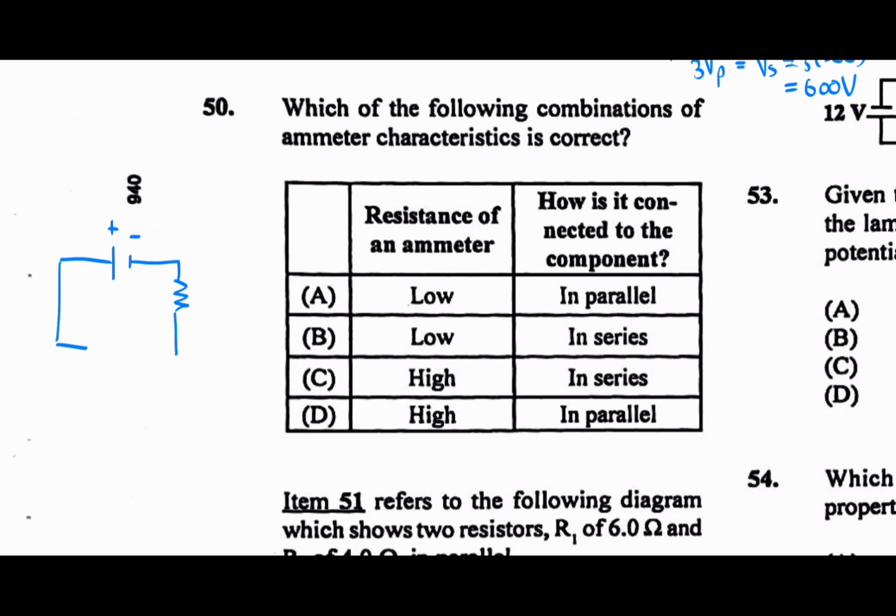Because to draw current, I actually need resistance. So I have a resistor here, and I would hook up my ammeter in this manner, and it has to be hooked up in series. Why does an ammeter have to be hooked up in series in a circuit?